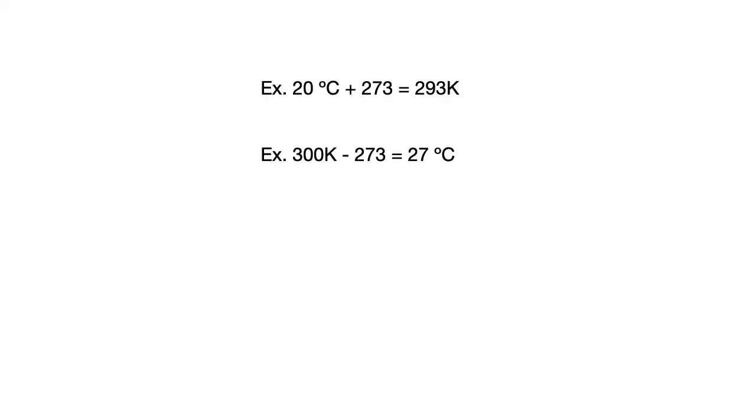So a couple of quick examples. This is a very quick slideshow. If I have 20 degrees Celsius, I add 273 to get it into Kelvin, so that would be 293 Kelvin. And if I want to get something out of Kelvin and back into Celsius, I subtract 273. So if I have something that's 300 Kelvin, I take away 273, and that gives me 27 degrees Celsius.